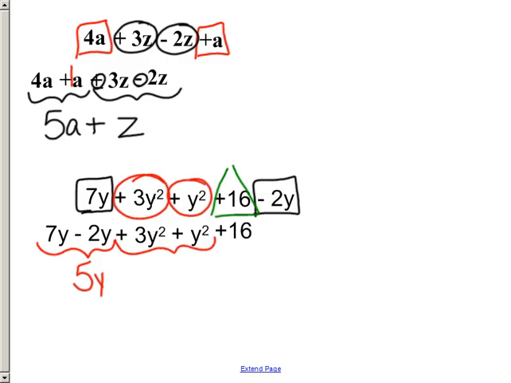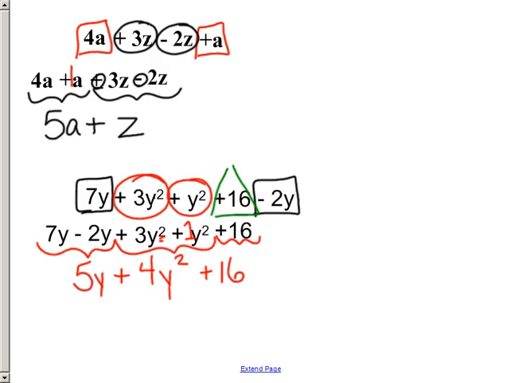Sometimes people get a little confused about that because of the exponent up here. It doesn't change anything. We still do the same thing. We add the coefficients. The variable and exponent stay the same. So then remember, this is 1y squared. So 3y squared plus 1y squared makes plus 4y squared. And then we have, of course, the plain old plus 16. And that's as simple as we can get.